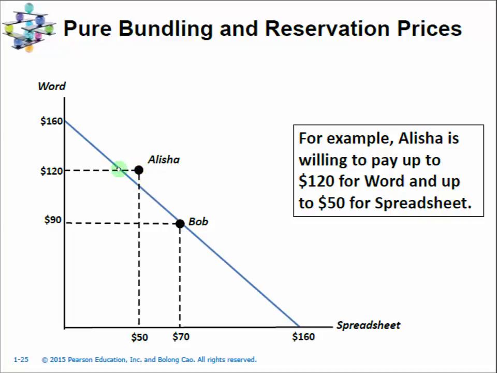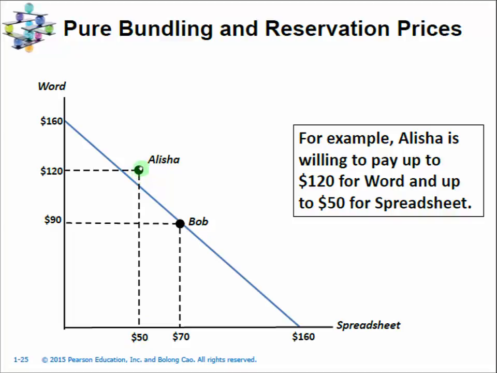Another way to look at the purchasing decision for Alicia is to look at the price of the spreadsheet within the bundle. Because Alicia has a reservation price of $120 for the word processor in this bundle, she calculates, well, if I think about the spreadsheet in the bundle, it costs me $160 minus $120, $40. But I have a reservation price of $50. So I only pay $40 for something worth $50 to me. That's good. Again, the decision is to purchase the bundle.